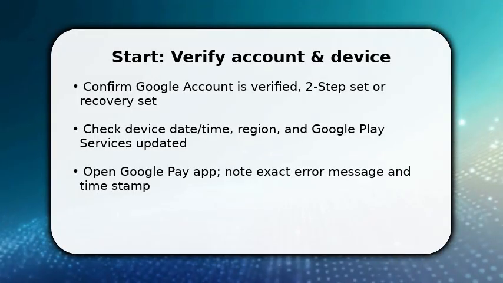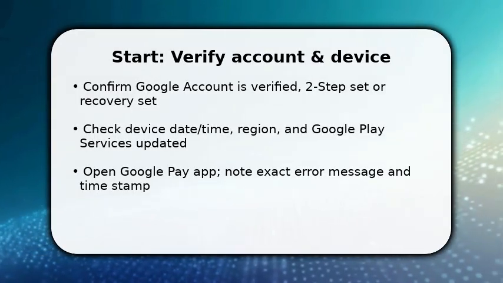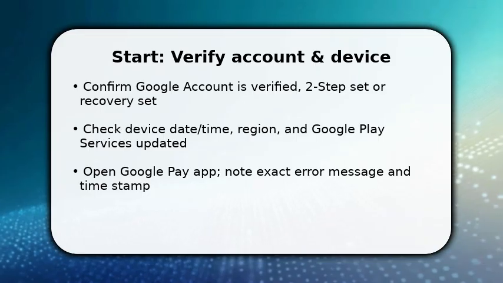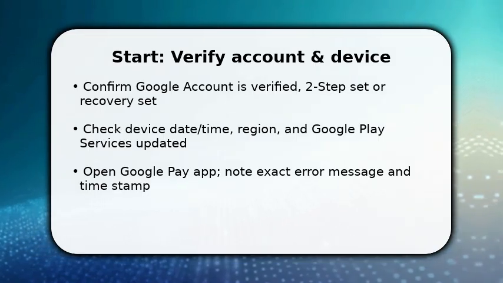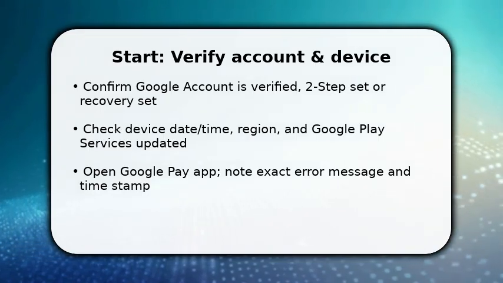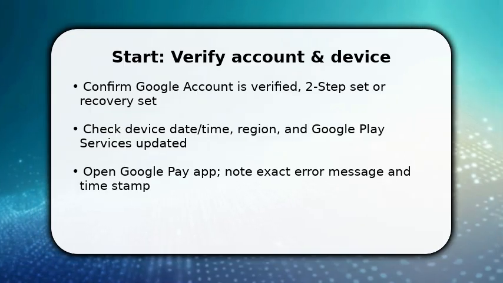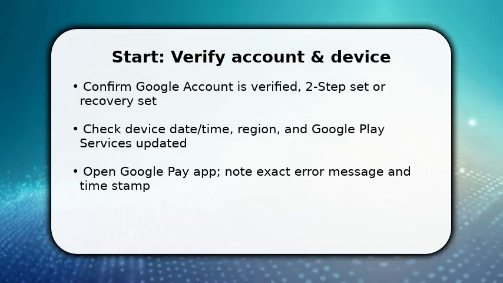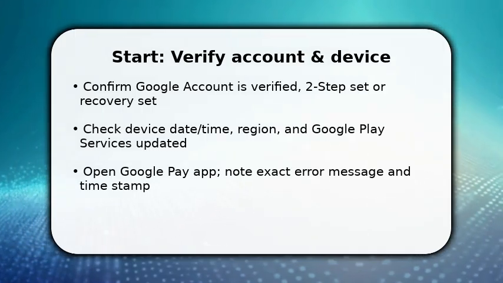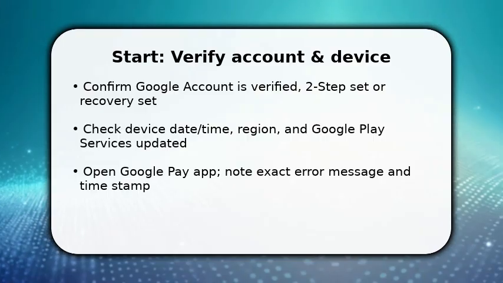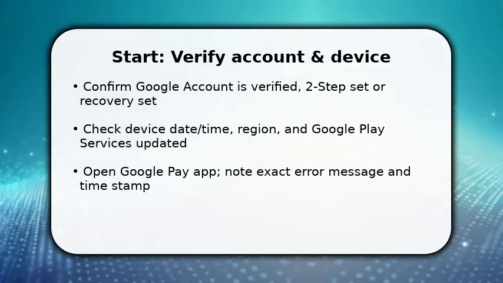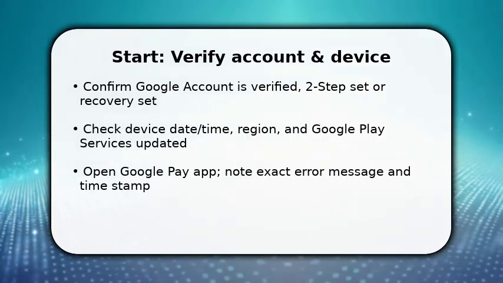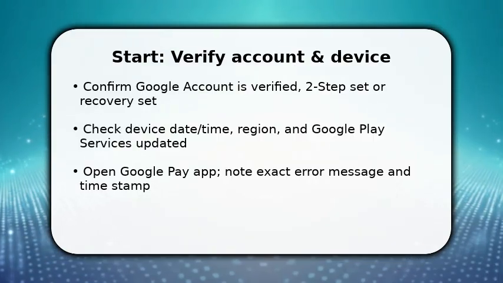You start by confirming your Google account is fully verified and two-step verification isn't blocking payments. Next, make sure your device's date, time, and region match your billing country. Mismatches cause token failures. Once done, update Google Play services and Google Pay to the latest version. Open Google Pay and read the exact error message and time. This tells you whether it's a token, network, or card problem, so you know the next move.